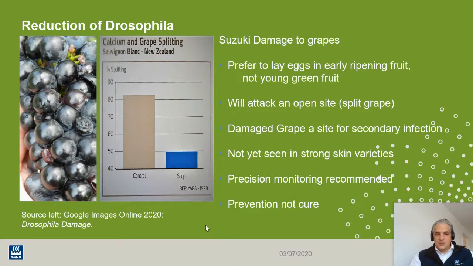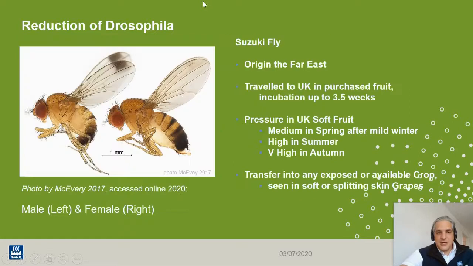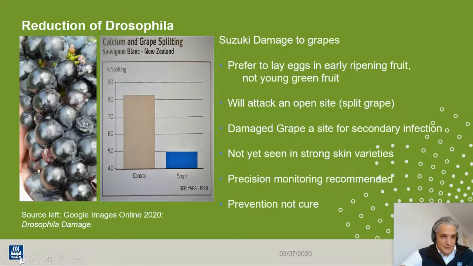So we see that the control of Drosophila is actually very difficult, but what we aim to achieve by using calcium properly with the grape is to reduce the site in which the female can attack the grape, while at the same time strengthening the skin so that should she attack, the skin is strong enough to repel. Some work here that was done with Sauvignon Blanc in New Zealand demonstrates that splitting can greatly be reduced by the application of foliar calcium. As much as 40% it can be reduced.